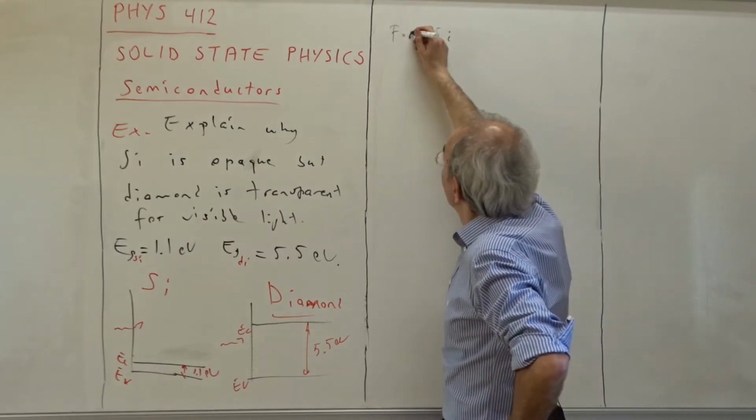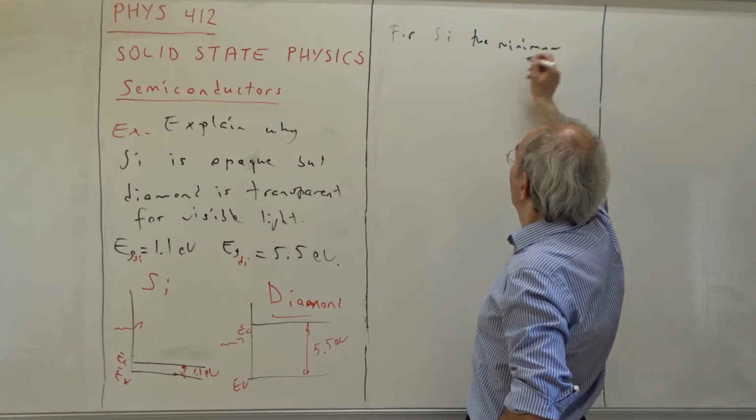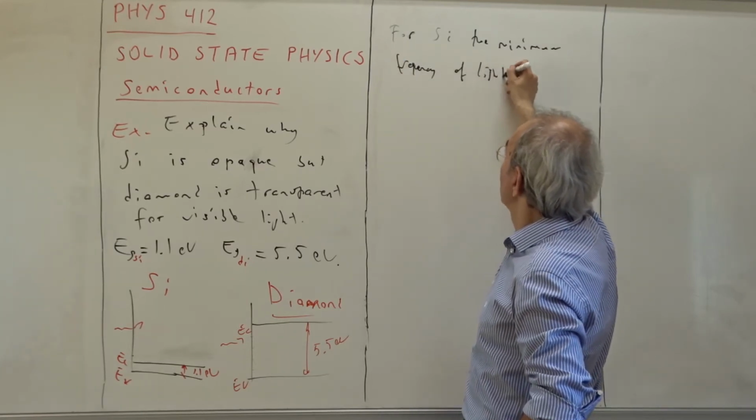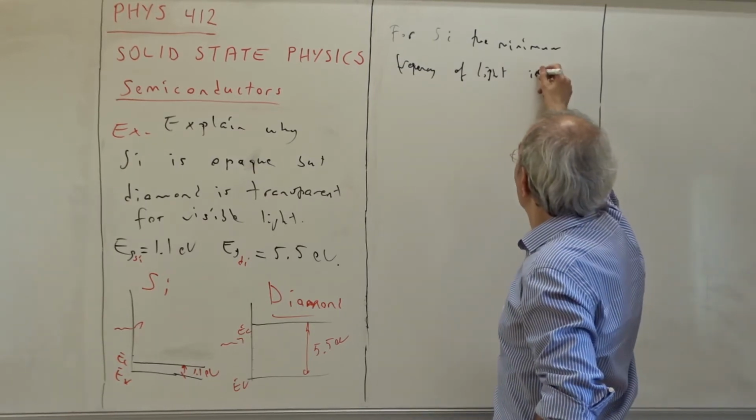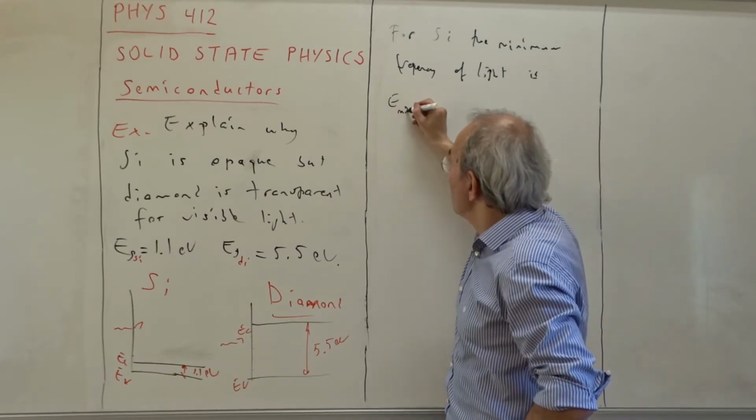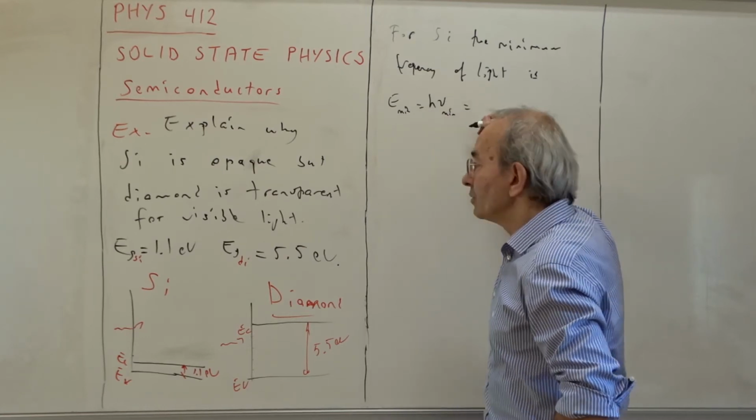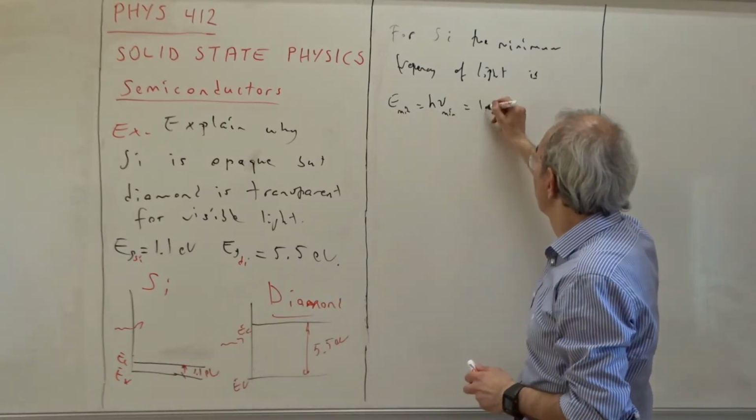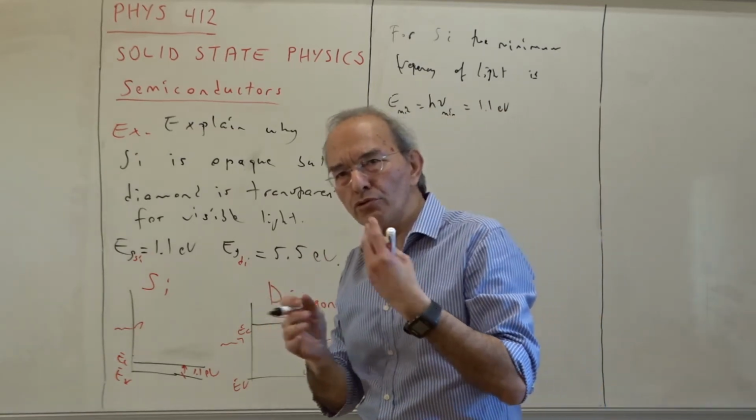For silicon, the minimum frequency of light is what? E min, which is h nu min. That has to be the gap, 1.1 electron volt. You can consider the conversion from electron volts to joule, etc.